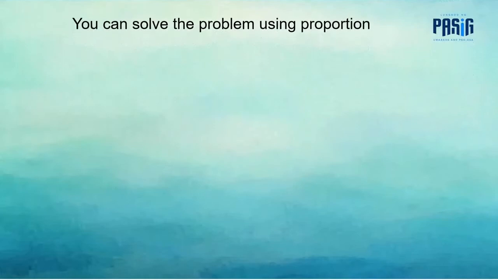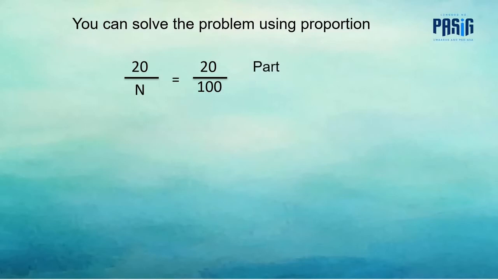You can solve the problem using proportion. 20 pesos over N equals 20% over 100%. The numerator is the part, the denominator is the whole. Let us use cross multiplication.